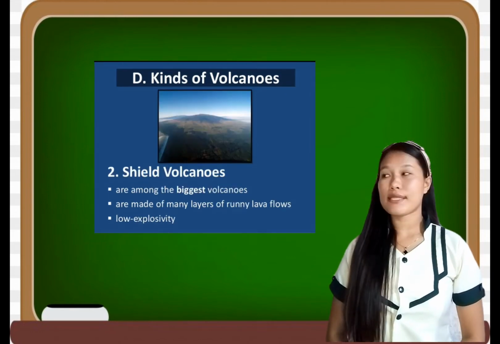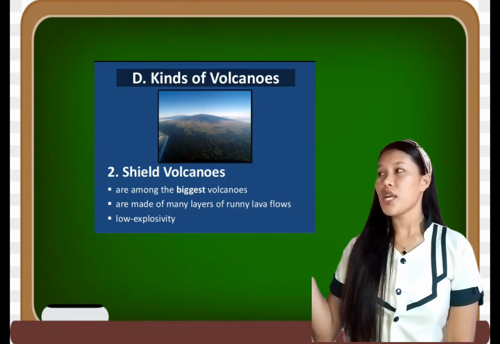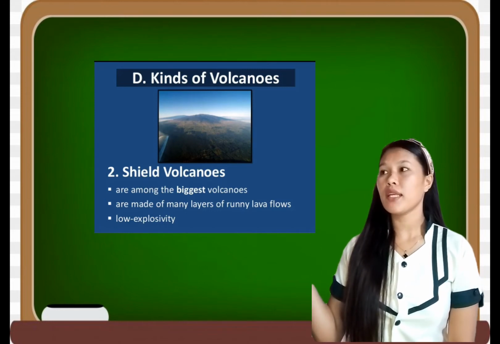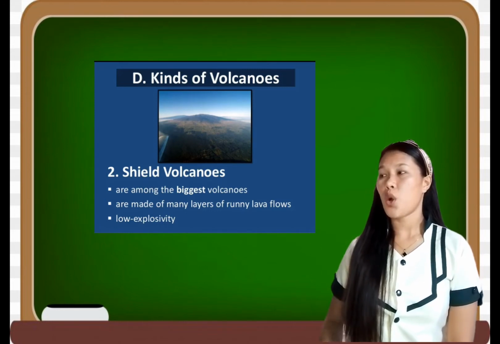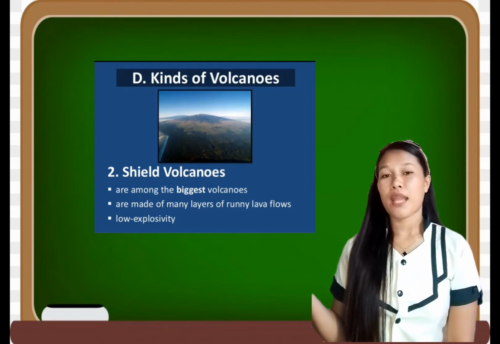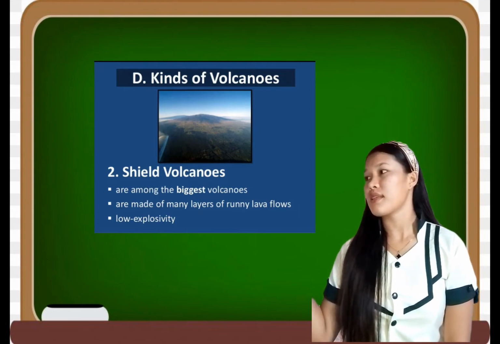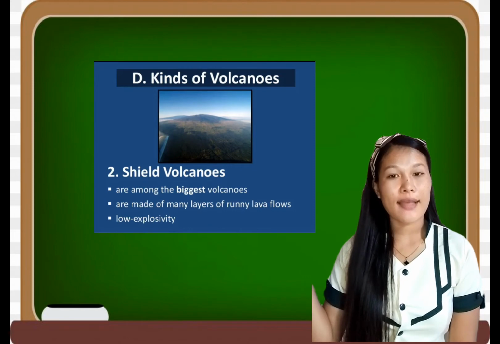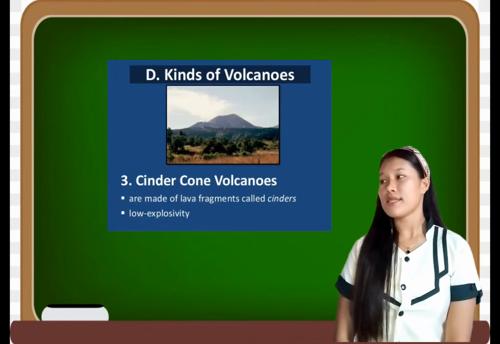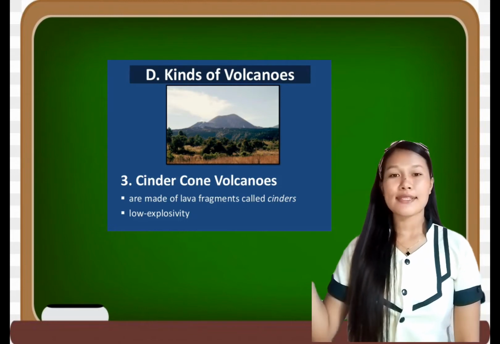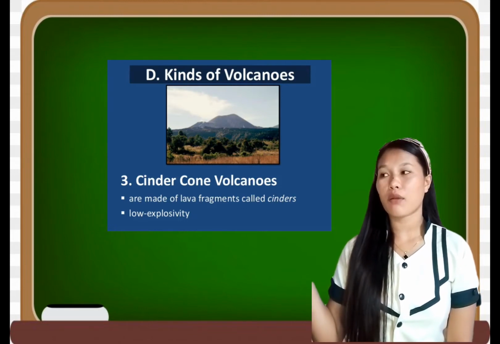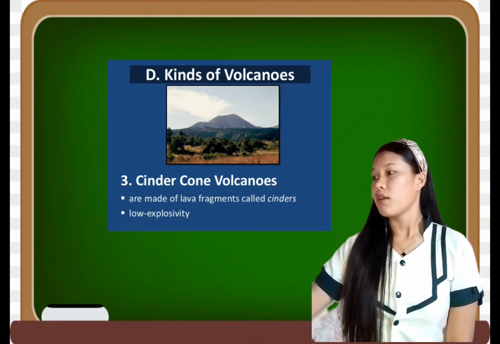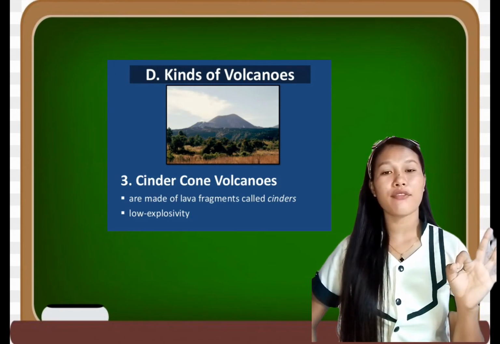The second one is the shield volcanoes. Shield volcanoes are among the biggest volcanoes. It is made of many layers of runny lava flows, so it has low explosivity. An example of shield volcanoes is the Mauna Loa. So, what is a shield volcano, class? Okay, third one is the cinder cone volcanoes. Cinder cone volcanoes are made of lava fragments called cinders. It has low explosivity. So what are the three kinds of volcanoes?